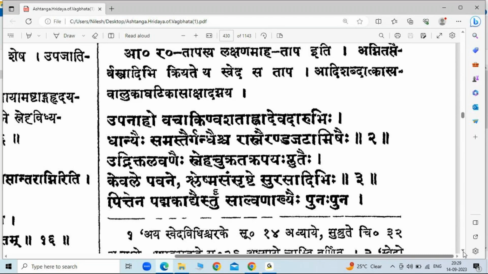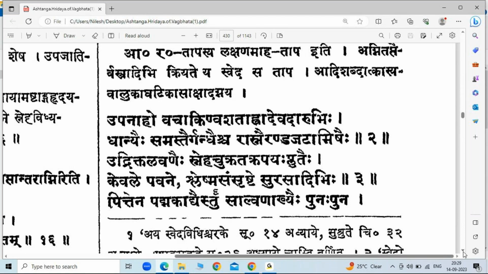Patmagadyestu. Patmagadyehi tu. Patmagadyehi ganaihi. So instead of Surasadi Ganam, when it is Pittanubadhavadam, you may use Patmagadi Ganam. You may use Patmagadi Ganam.